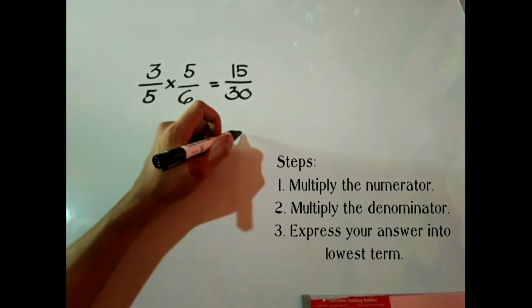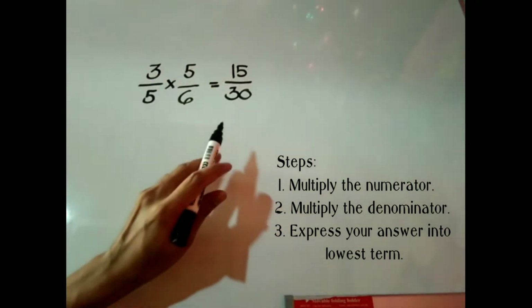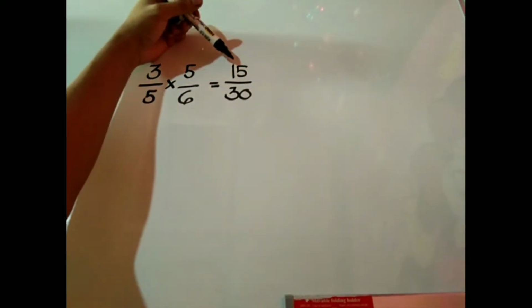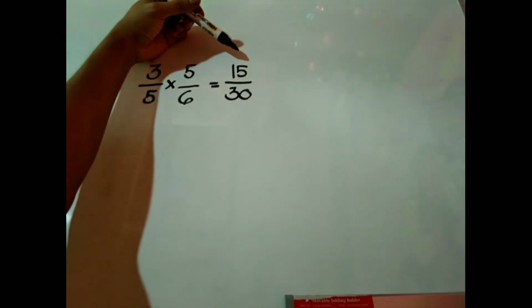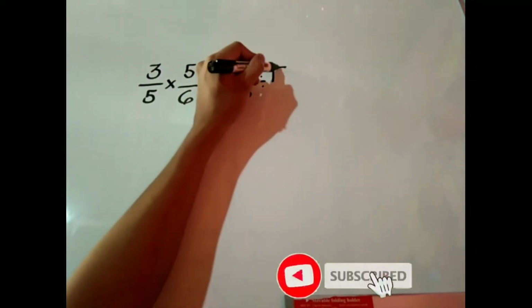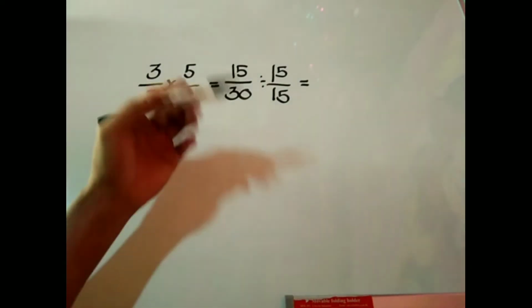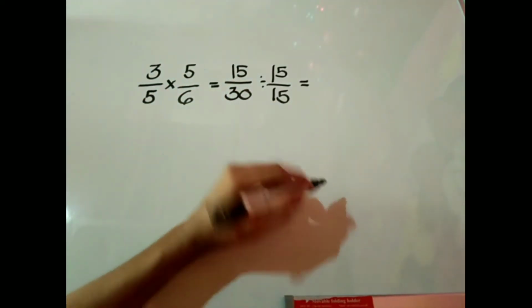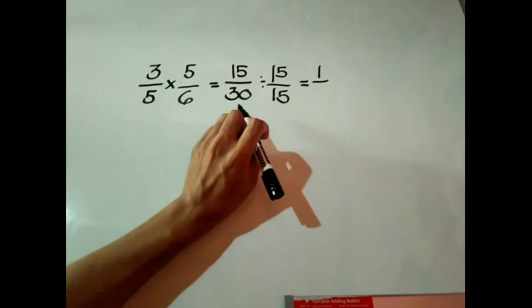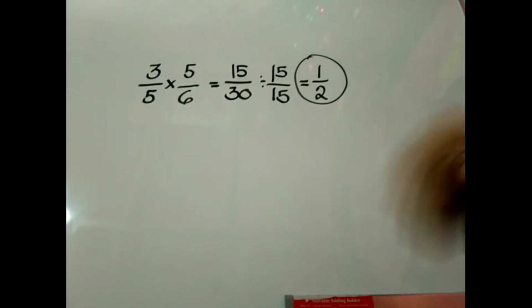Step 3, simplify. So, hahanapin natin guys yung number o yung particular number na pwedeng ma-divide sa 15 and 30. Try natin guys yung pinakamababang number. So, since 15 and 30, 15 ang pinakamababa. So, i-divide natin sila both sides by 15. So, 15 divided by 15, we have 1 over. Next, 30 divided by 15, we have 2. So, 1/2 is the final answer. Okay?